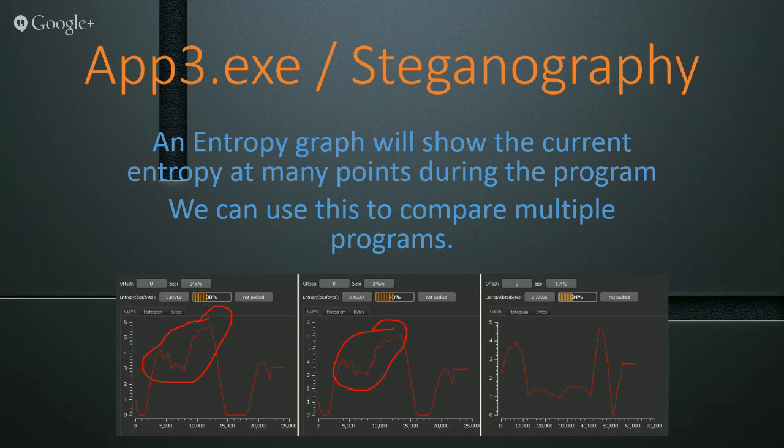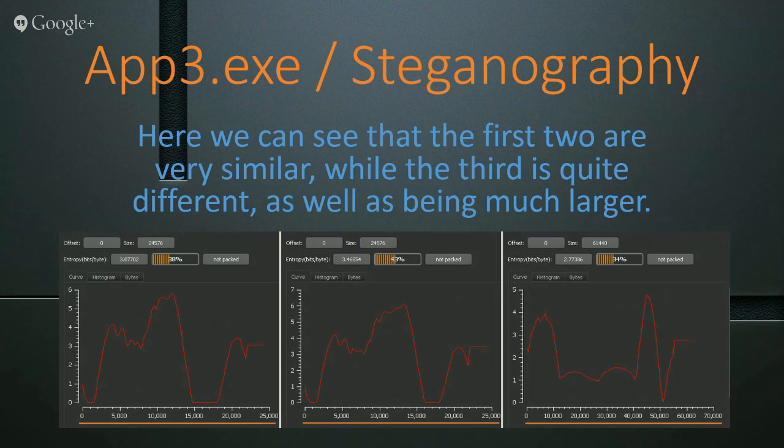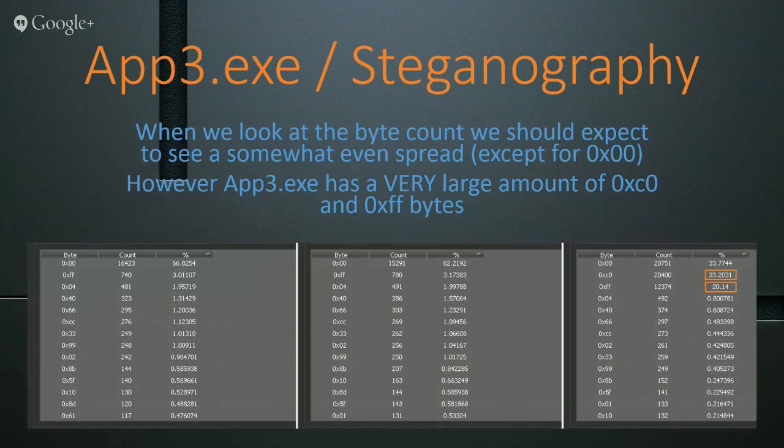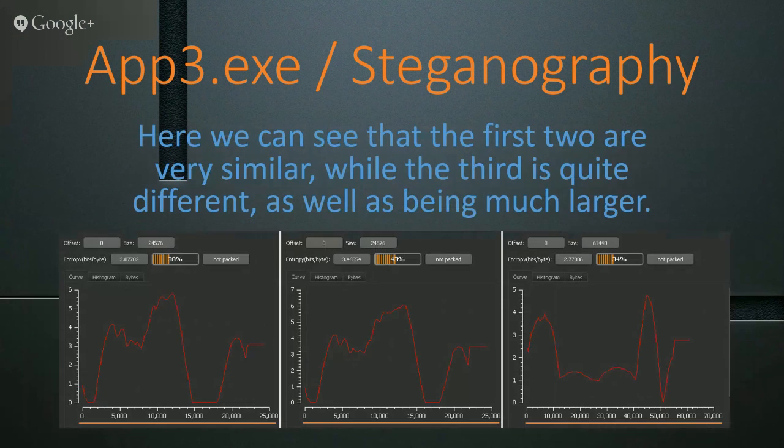However, we see in the third that it is very, very different. We also see that the third is much, much larger. You can see at the bottom how it's more than double. Actually, I think it's almost triple the size, which means there's probably going to be something different with the third application. And that's also in DIE. DIE pulls up those entropy graphs.